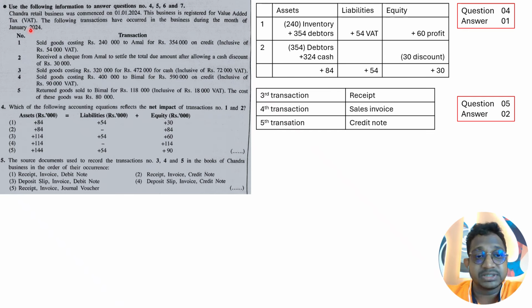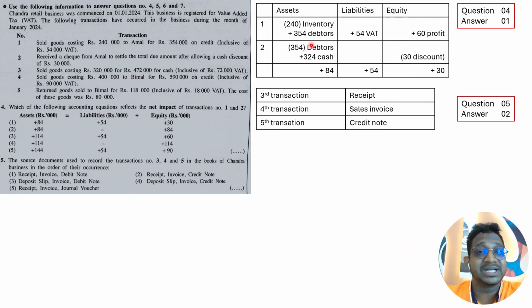Chandra retail business is a VAT registered business. If it is a VAT registered business, it means you have to record VAT in a separate account. So in cases like these, the purchases, sales, returns inward and returns outward you should identify without VAT, and that VAT you should record in a separate account. So here what happened: you are selling 240 worth of stock, so your assets are decreased by 240, and you are selling that for 354 on credit.